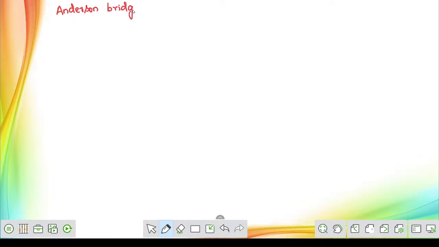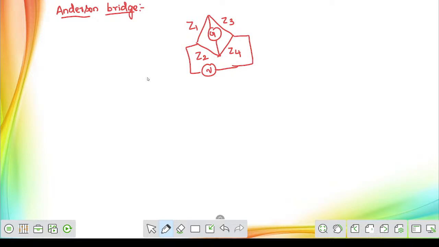When we are observing the Anderson bridge method, the same cross arms you can take. I'm not changing anything. Just to remember once again, the cross arm values are going to be here. I'm considering Z1, here Z2, here Z3, here Z4 by default. Here I'm considering the galvanometer, and this is going to be our sinusoidal source.